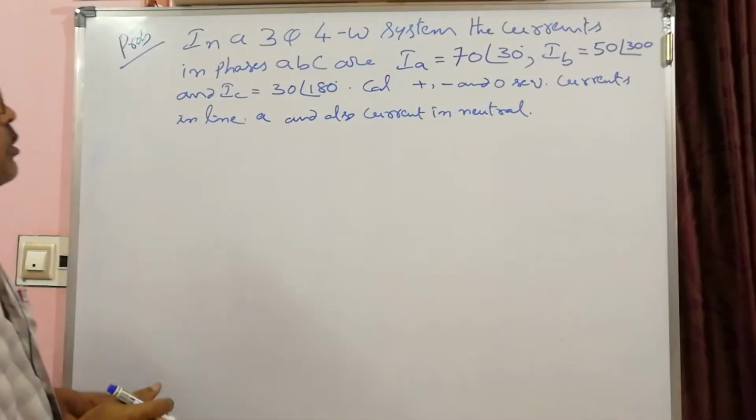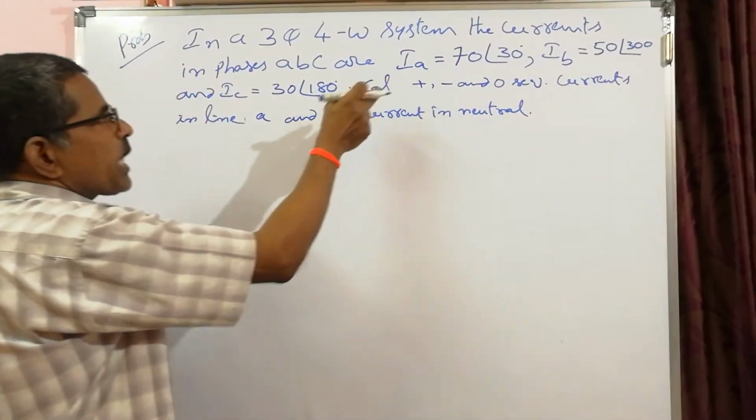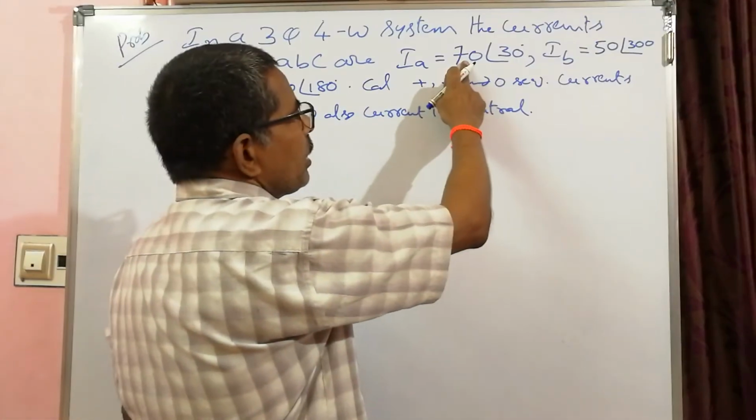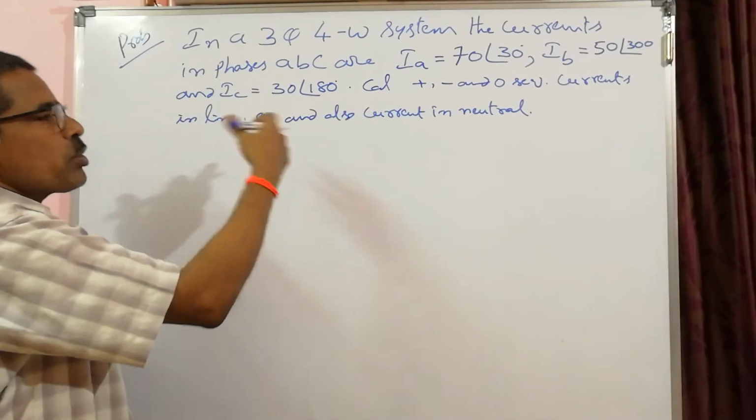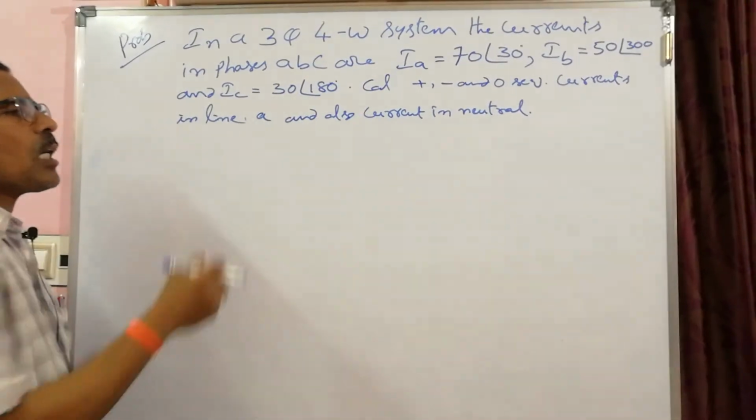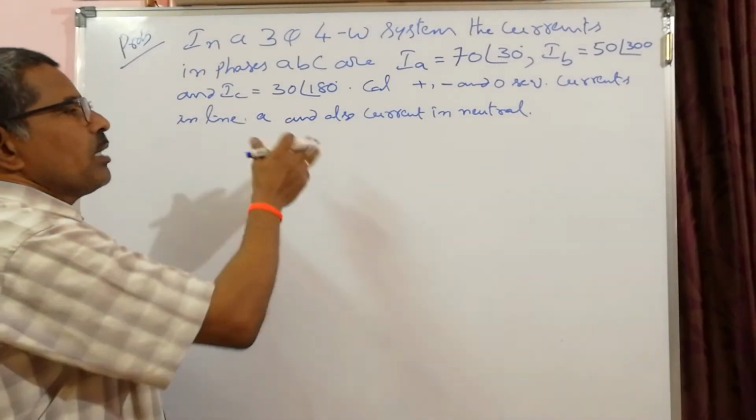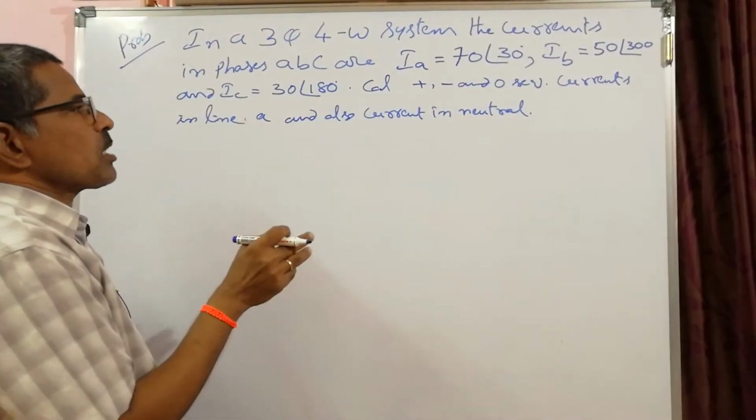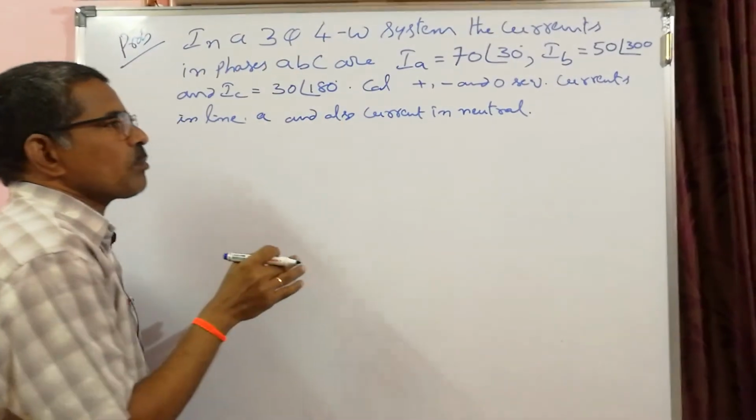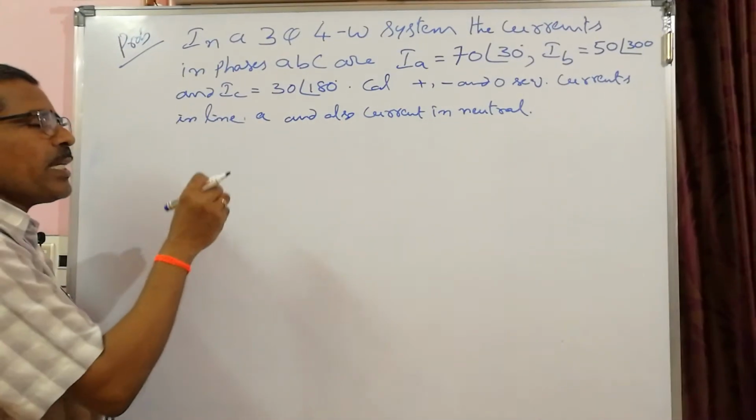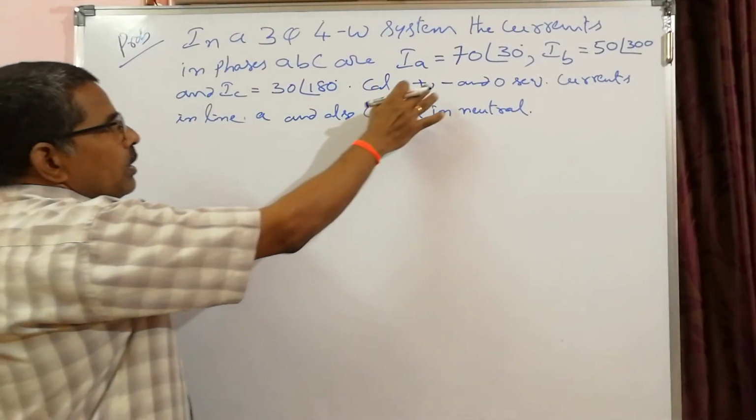So that's the problem. You see, in a 3-phase 4-wire unbalanced system, IA is 70, IB is 50 magnitude, IC is 30. The magnitudes are different and also phase angles are not 120 degrees. Even if any one is not satisfied, that becomes an unbalanced system. So unbalanced system currents are given. It is a 3-phase 4-wire system, so IA, IB, IC and IN, the neutral return current, will be there. And these values are given.